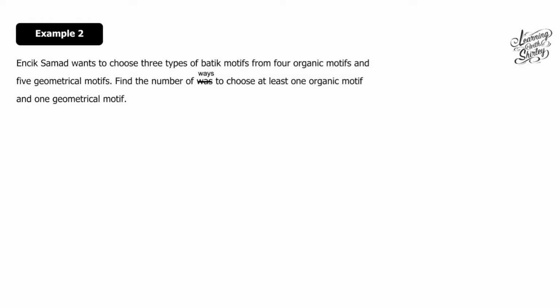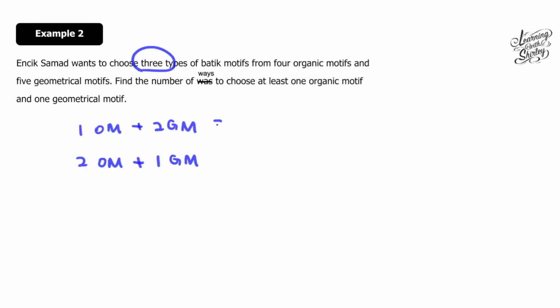Now let's look at example number 2. Injik Samad wants to choose 3 types of batik motifs from 4 organic motifs and 5 geometrical motifs. Find the number of ways to choose at least 1 organic motif and 1 geometrical motif. So the total will be 3 types. If it's 1 organic motif, then we need 2 geometrical motifs.